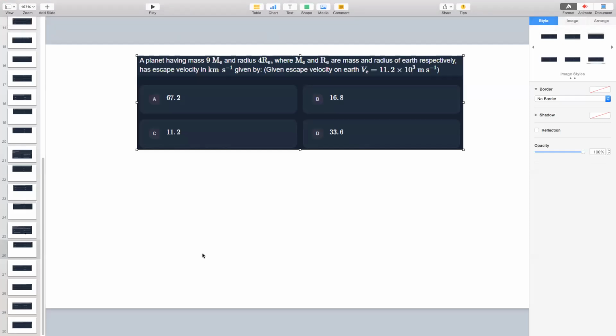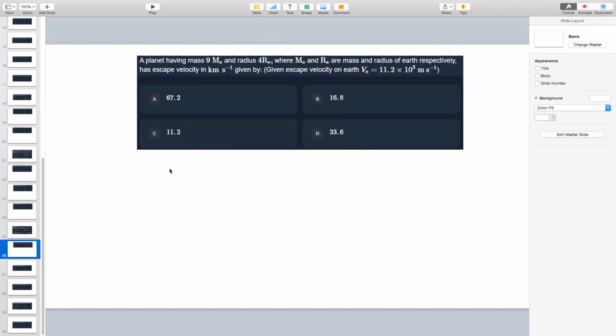The next problem is a planet having mass 9 m0 and radius 4 r0, where m0 and r0 are the mass and radius of Earth respectively. The escape velocity in kilometers per second is given by? Yes, directly you know the escape velocity. What is the expression for escape velocity? The escape velocity from a planet, I think already you remember this, root 2gR, or this is equal to root of 2GM divided by R.